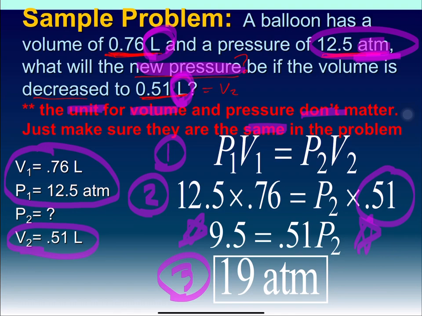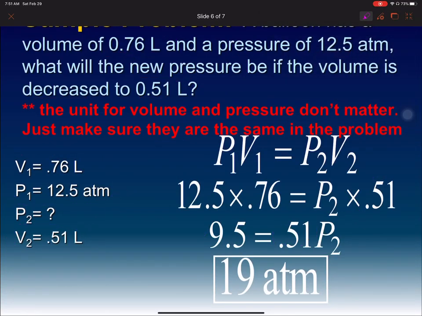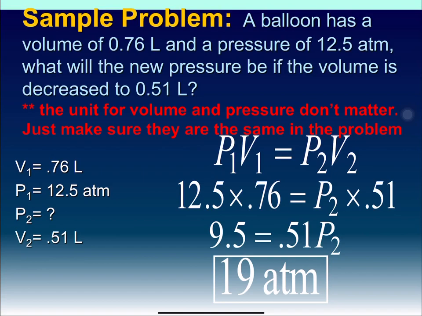12.5 times 0.76 is 9.5. Then you're going to divide by the 0.51, so 9.5 divided by 0.51, and then you're going to round to sig figs. When we look at our problem, this is 2 sig figs, 3 sig figs, and 2 sig figs. Because 2 is the least amount of sig figs, I round my answer to 2 sig figs. And remember, because it's pressure, it has the same unit as our other pressure, ATM.